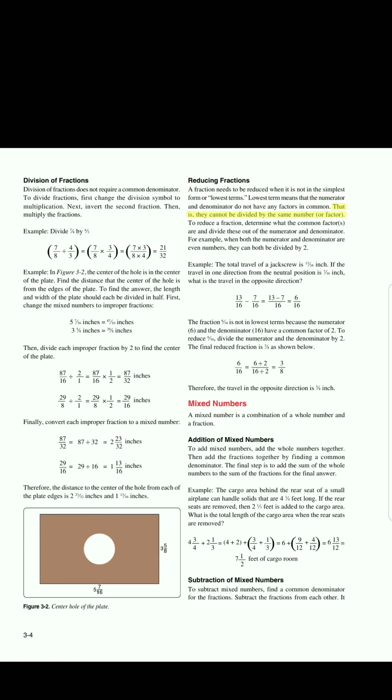That is, they cannot be divided by the same number or factor. To reduce a fraction, determine what the common factors are and divide these out of the numerator and denominator. For example, when both the numerator and denominator are even numbers, they can both be divided by 2.